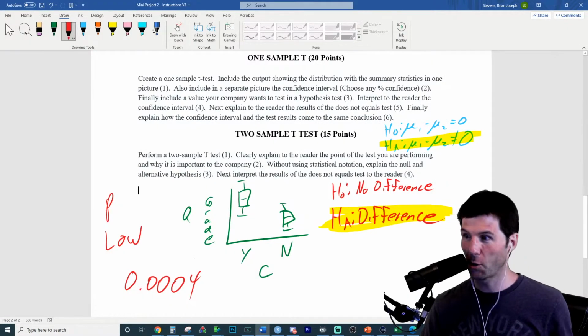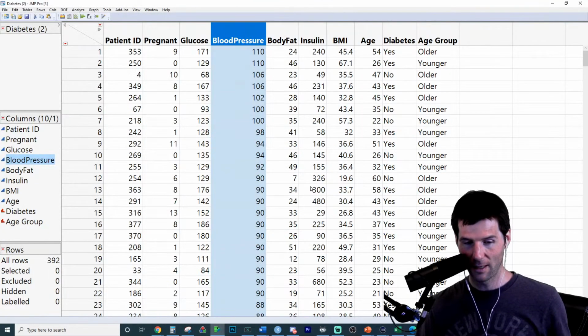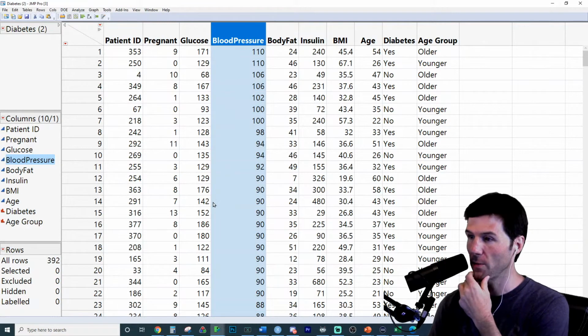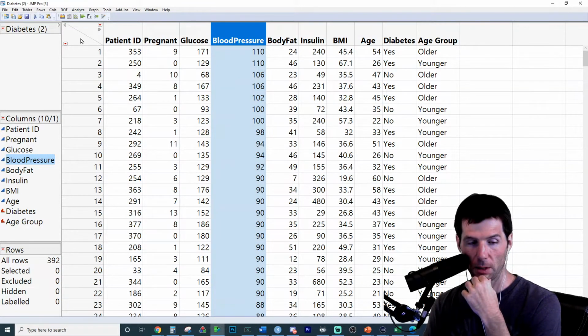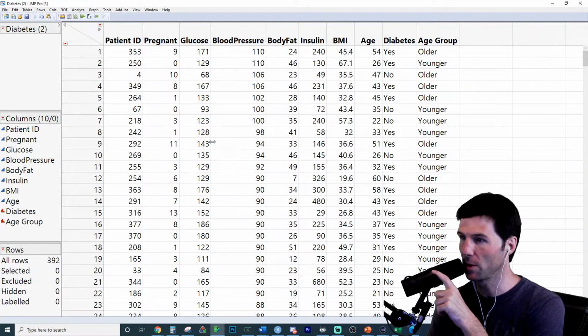There we go, okay. I want to go between it. All right, let's do a JMP output on this. And so let's compare the blood pressure. Maybe I'm really concerned about blood pressure of people. Let's compare the blood pressure of older people and younger people.